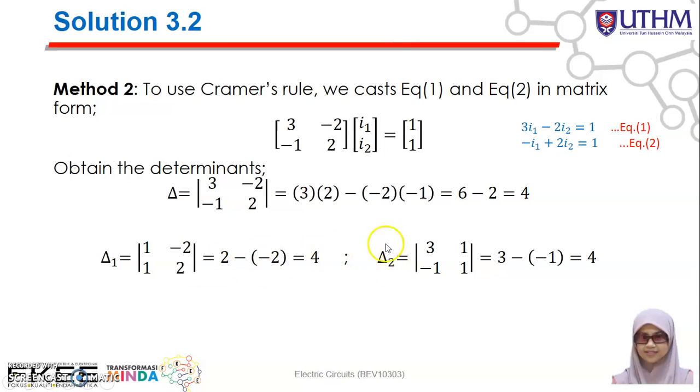Then delta 2 is given by, so here you just copy everything 3, -1 because it's delta 2. So that's why the second column you need to change the value into 1, 1. Okay, so here you just copy.